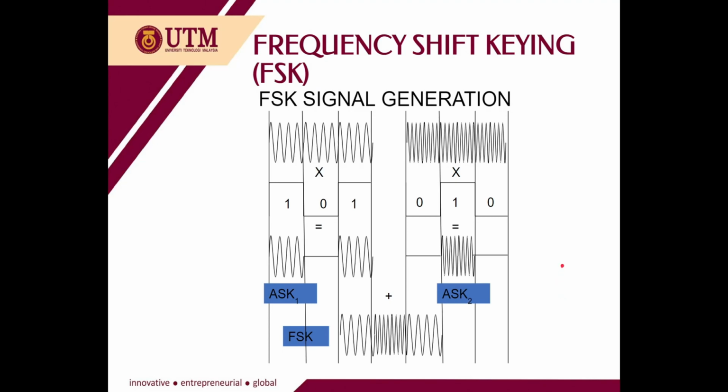Next, this is about frequency shift keying, FSK. The diagram here shows how the FSK signal can be generated. In order to generate the FSK signal, we have to generate two ASK signals and then sum them up through the summing junction. Hence, we can get the FSK signal.